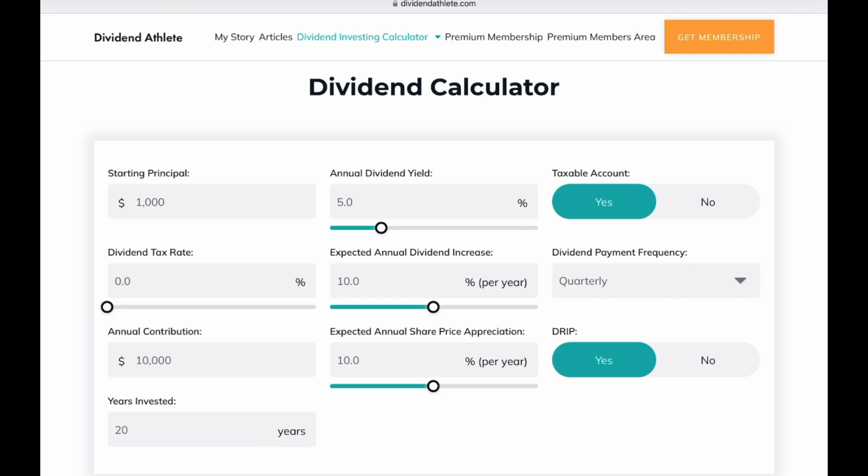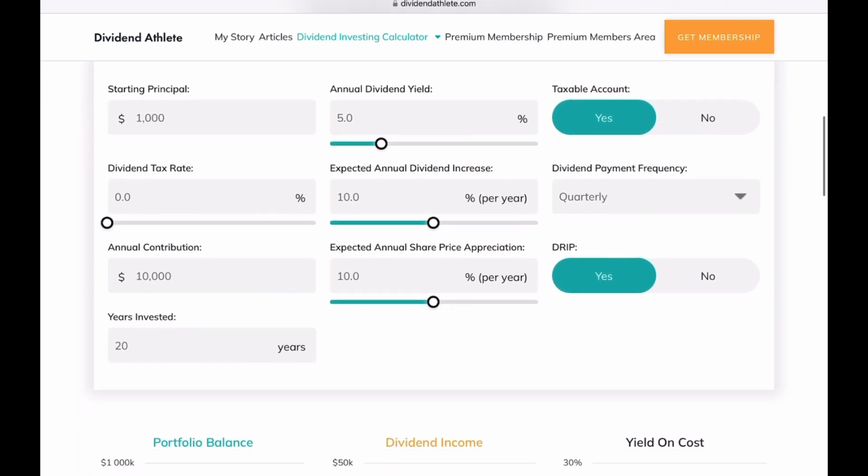And then, of course, the dividend payment frequency, you can have it for quarterly, monthly, or yearly. I'm going to leave it set for quarterly. You're going to look at your annual contribution, $10,000. Again, take that balance out if it doesn't make sense for what you're looking for. And then your expected annual share price appreciation. You can slide it left or right to go up or down based upon what you would want. It's totally going to be what you see fit for your plan.